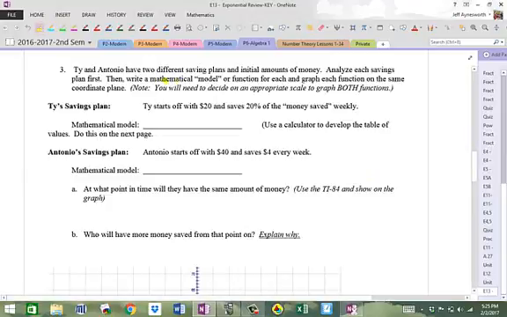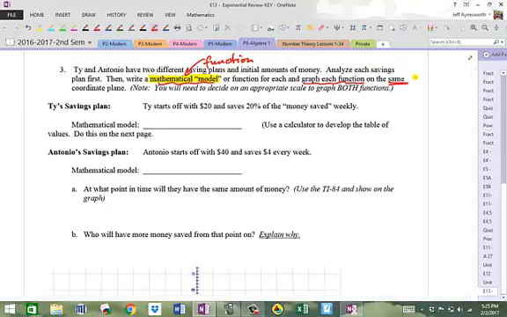Okay, so mathematical model. You guys, that's a function, okay? A function which describes each one of these. All right, for each function, and graph each function. So we want to graph each function on the same coordinate plane. All right, so first we got to come up with the mathematical model.